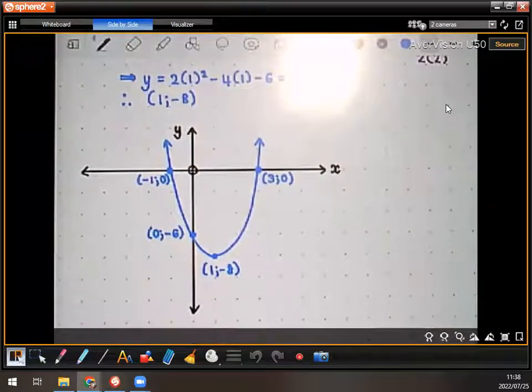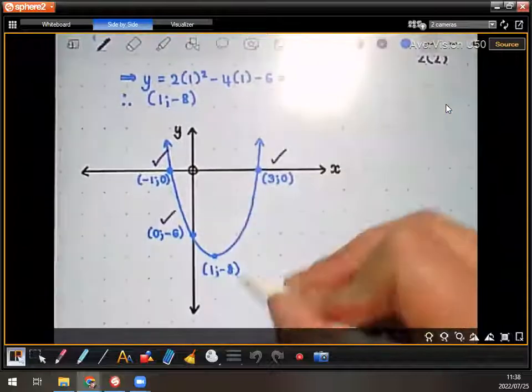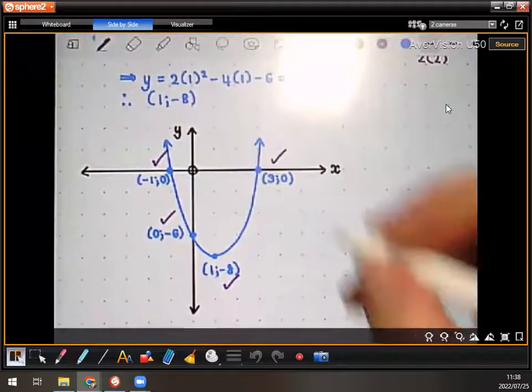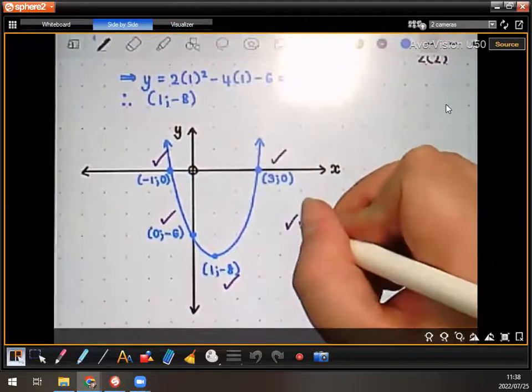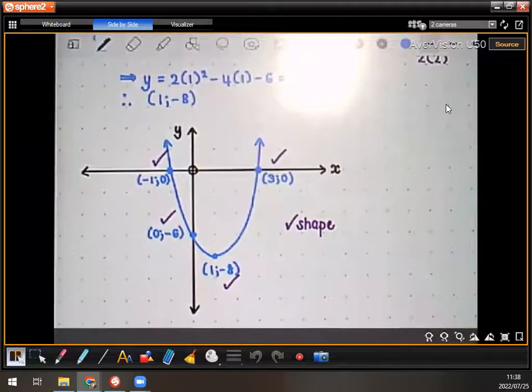Okay, in terms of marking, you would get 4 marks for this. 1, 2, 3, 4. Possibly a 5th mark for shape, but yeah, they don't really want to give 5 marks for a parabola, but they might.